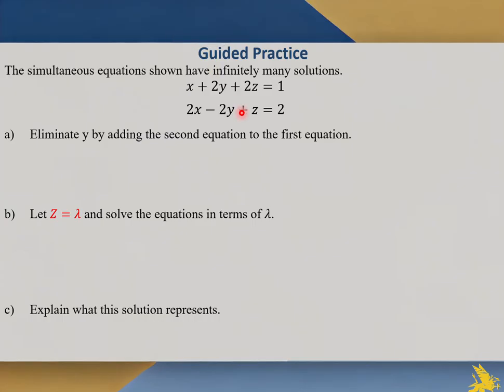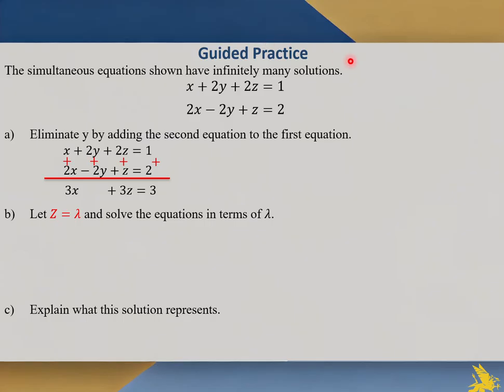So the first thing we're going to do is we are going to eliminate y by adding the second equation to the first equation. So the first thing we're just going to do is write it out as we are plussing them both together, and we're just going x plus 2x, 2y plus negative 2y will cancel the y out, and 2z plus z equals 3z, and 1 plus 2 equals 3.